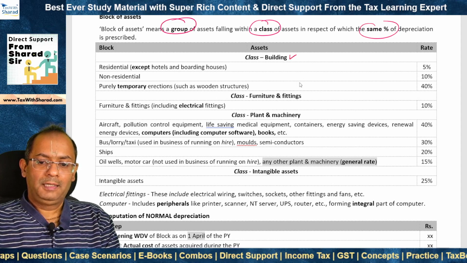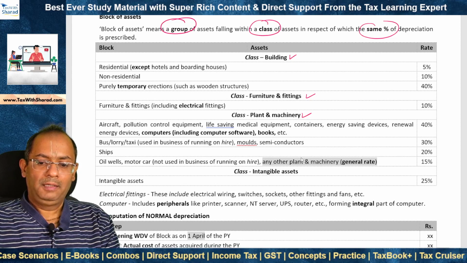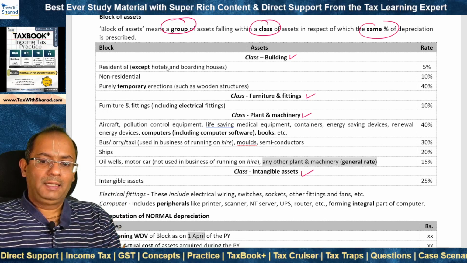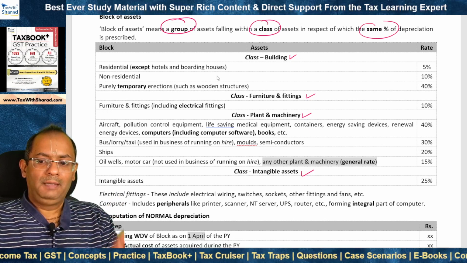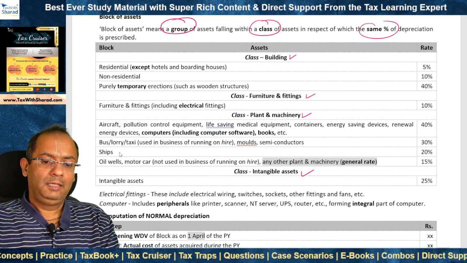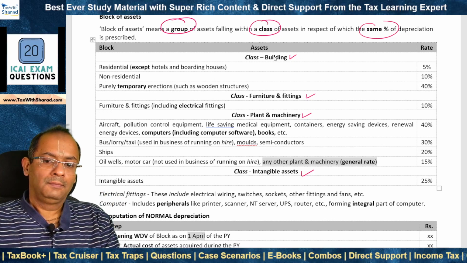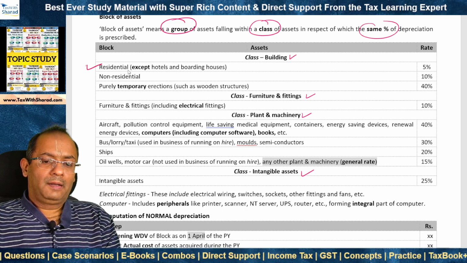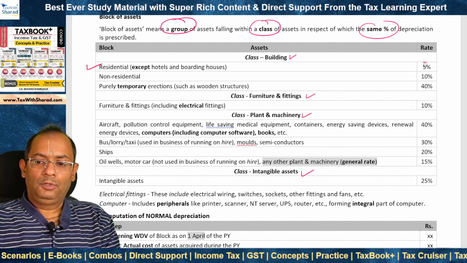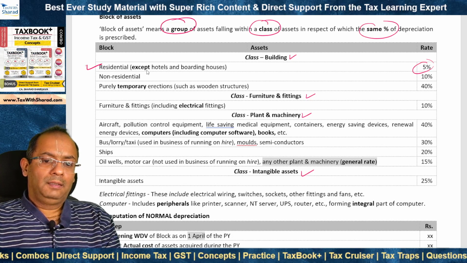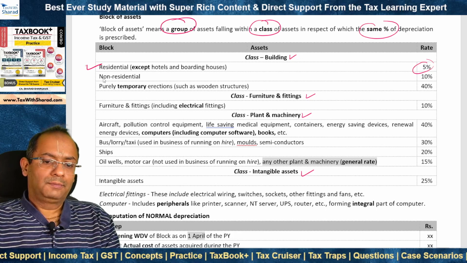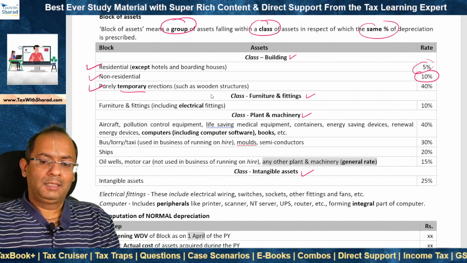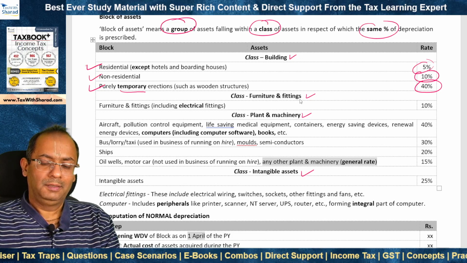There are 4 classes of assets: buildings, furniture and fittings, plant and machinery, and intangible assets. And the block means a group of assets which falls within a class in respect of which the same percentage of depreciation is prescribed. So as you can see, the following blocks arise which are relevant to us. Where the class is a building, then residential buildings are entitled to the lowest rate of 5%. This is except hotels and boarding houses. Non-residential buildings, a higher rate of 10%. Purely temporary erections such as wooden structures, the highest rate of 40%.